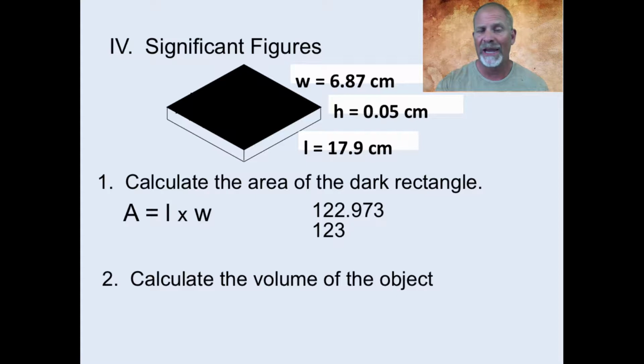So my answer can't be 122.973. I can only have 3 sig figs. So I realize my 122 has to round up to 123. So I look at the next digit over to the right, which is 9. The rule is going to be 5 or above we round up, 4 or below we keep it the same. So it's above 5, so I bump my 122 up to 123.